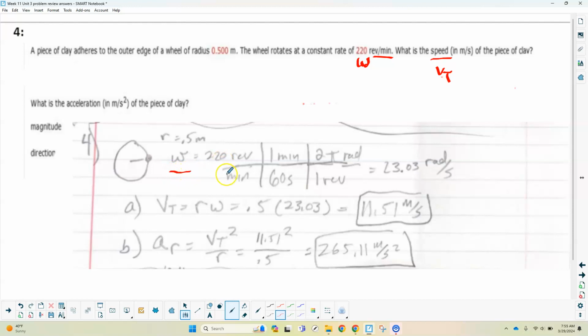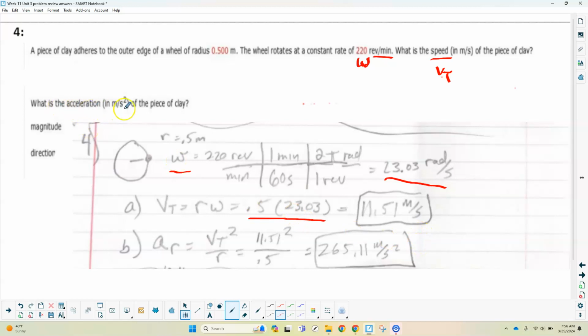So 220 revs per minute. The minutes cancel and you divide by 60 to get to seconds, and then you want to multiply it by 2 pi radians to get rid of the revolutions. So if you do that, you'll get something close to 23.03 rads per second. And then it's just multiplying it by the radius to get the speed at that point that's in a linear or tangent direction. So that's 11.51 meters per second.